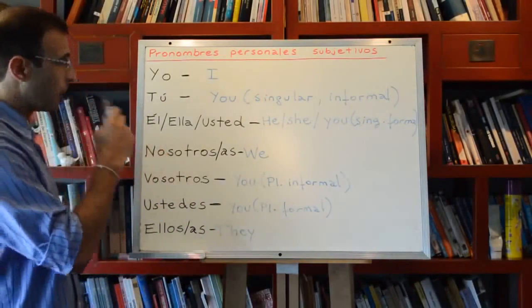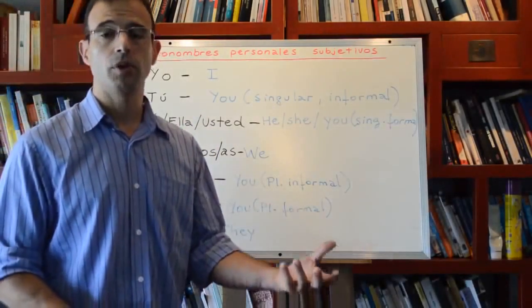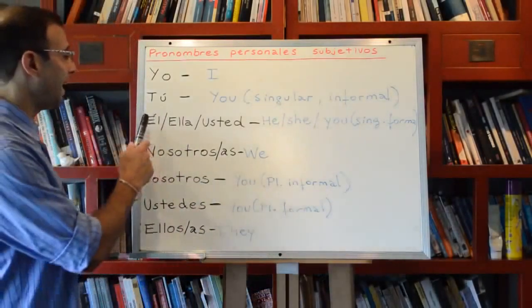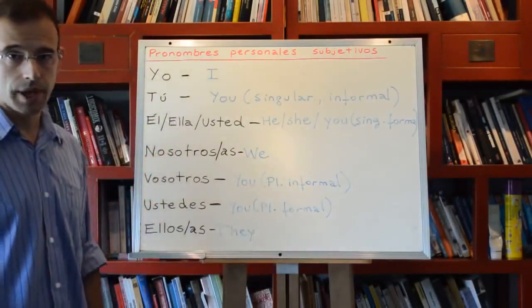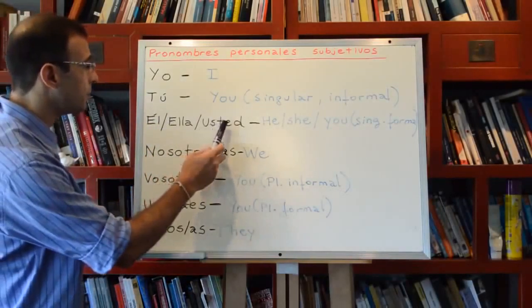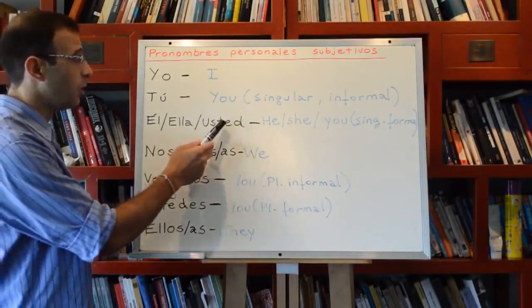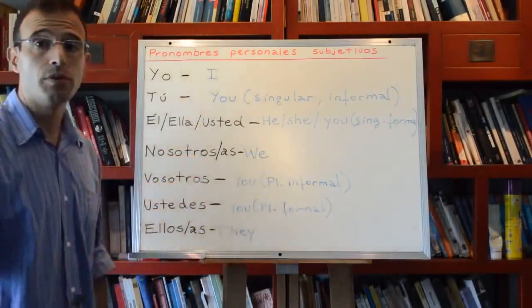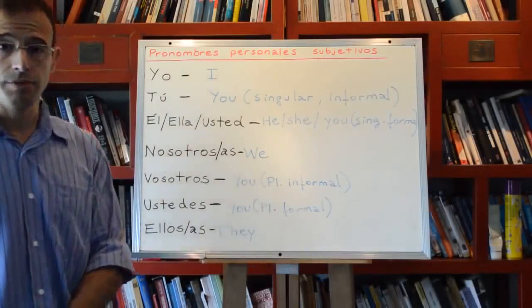Why? Because usted means also you, but usted is the formal you. Okay? Él for he, ella for she. Okay? Why did I put usted together with él and ella? Actually, usted means you, formal, and él, ella means he and she respectively.